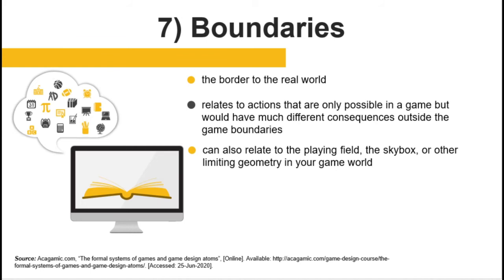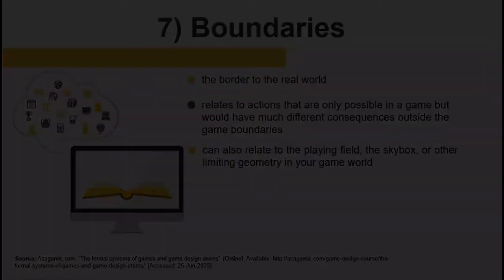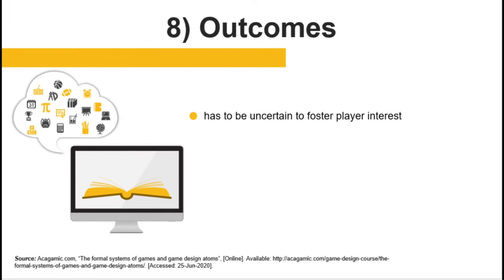Number 7 formal element is boundaries. This is the border to the real world, or the separation of the magic circle and the real world. It relates to actions that are only possible in the game but would have much different consequences outside the game. Boundaries can also relate to the playing field, the skybox, like in Unity, or other limiting geometry in your game world.